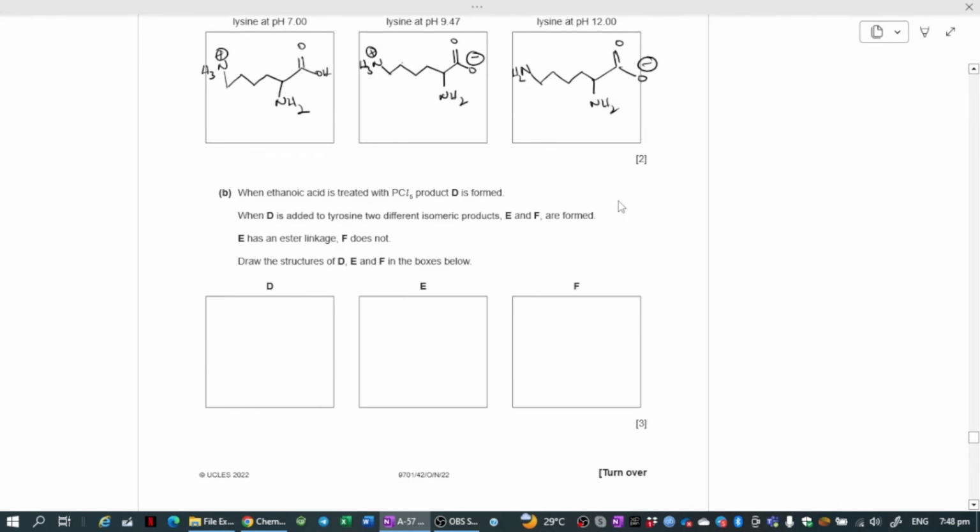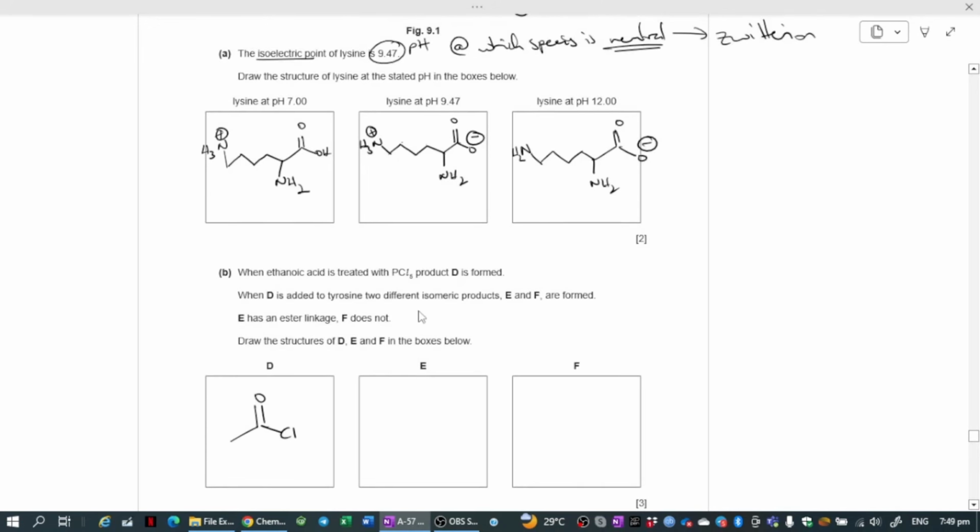Then they tell us when ethanoic acid is treated with PCl5, compound D is formed. So what is compound D? And they want us to know the structure of compound D. So ethanoic acid with PCl5, PCl5 is a chlorinating agent. We will get ethanoyl chloride, which is this. Right? When D is added to tyrosine, two different isomeric products, E and F, are formed. E has an ester linkage, F does not. Draw the structures D, E, and F in the box.